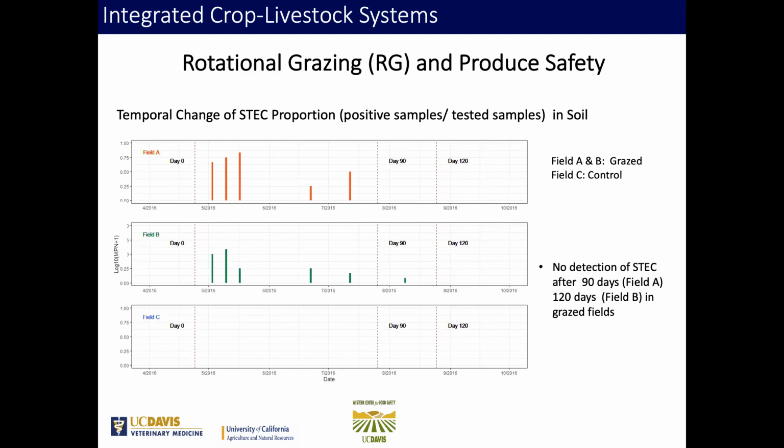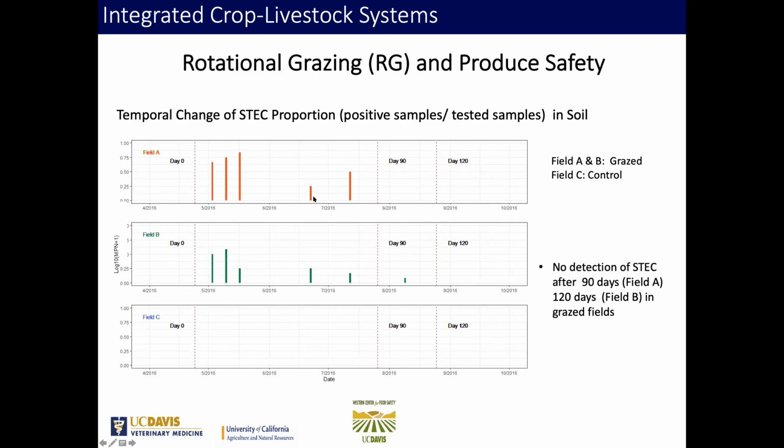STEC, so it's a Shiga toxin E. coli, the same type of E. coli, but there was no E. coli O157:H7. So initially we test the fecal samples. Do the sheep have STEC, and does that STEC potentially survive in the soil?